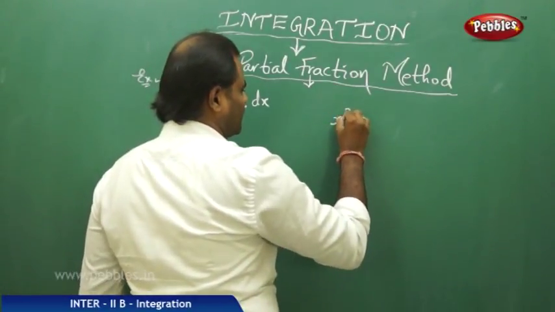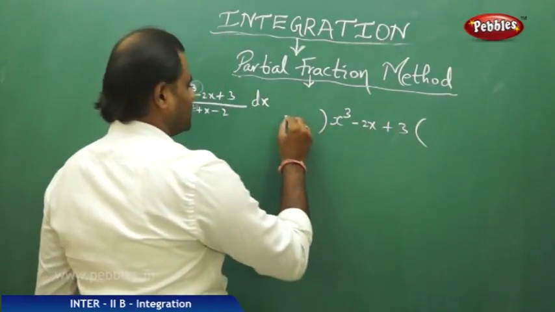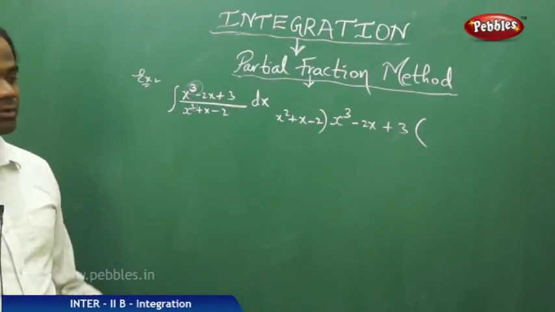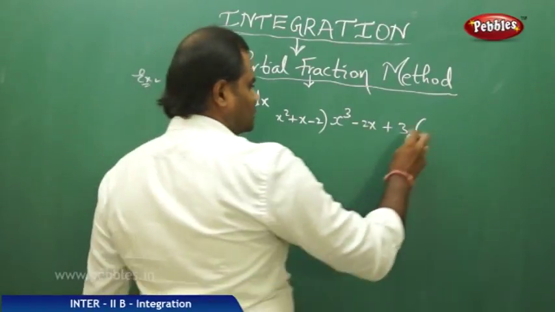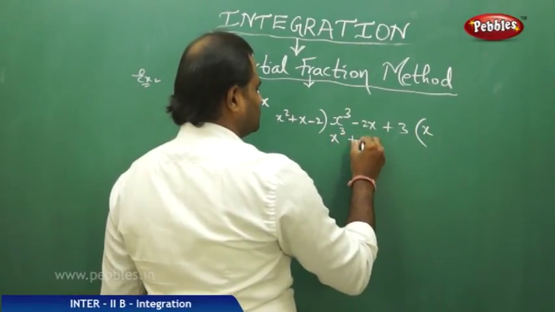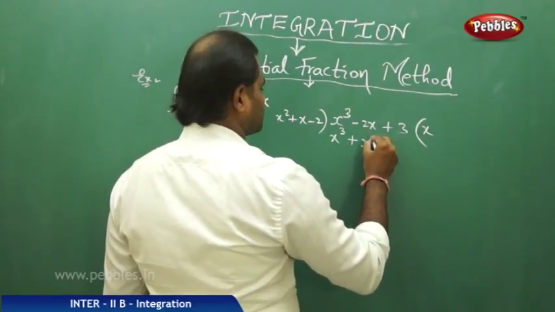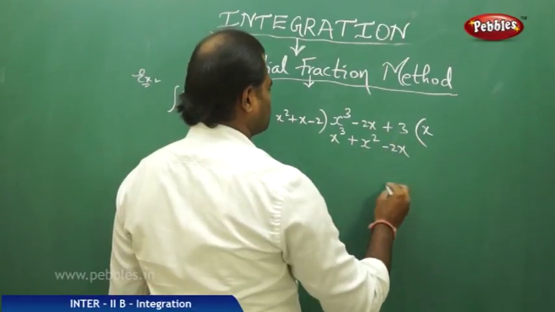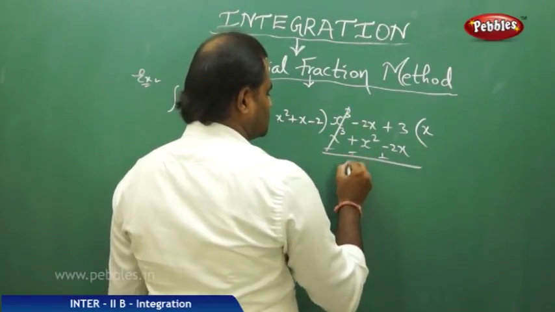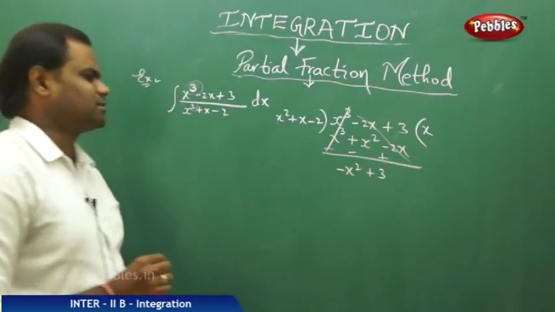And therefore, if I have this divided by this, let's see what the division process is going to yield through the division algorithm. So x multiplied with x square gives x cube, plus x times x square, minus 2x. So this gives me minus x square, and plus 2x and minus 2x get cancelled and I get plus 3.